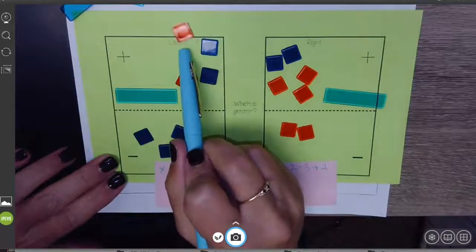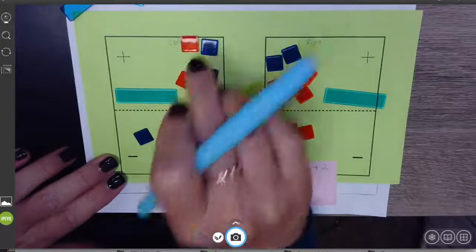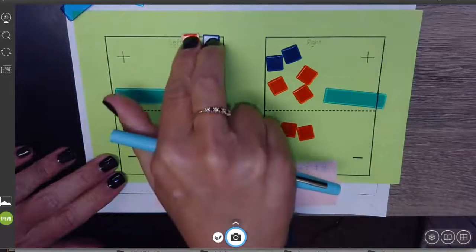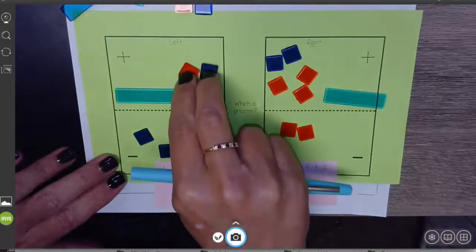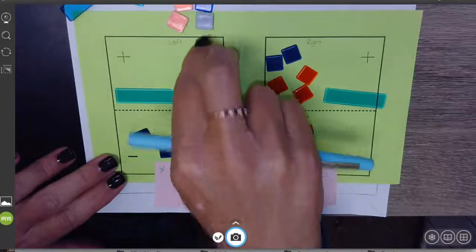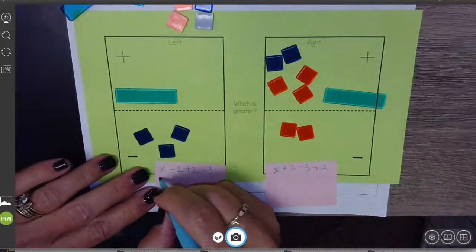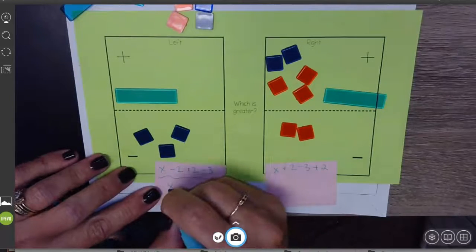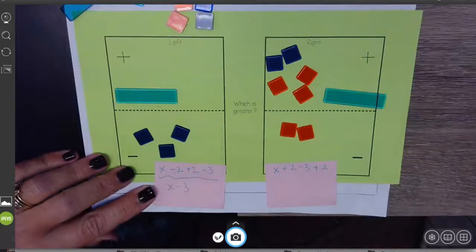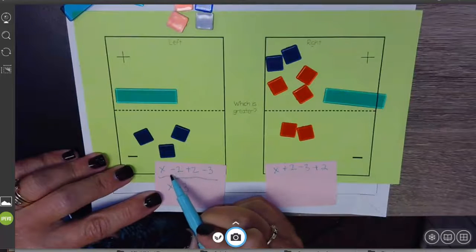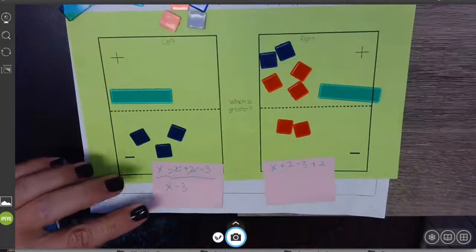So this is a -1, this is a +1. So -1 plus +1 is 0. So that's going to be a 0. So I'm going to take those off. Same with this one, that's going to be a 0. So now that I don't have that anymore, this expression now looks like x minus 3. And we could actually see that here when we have this.